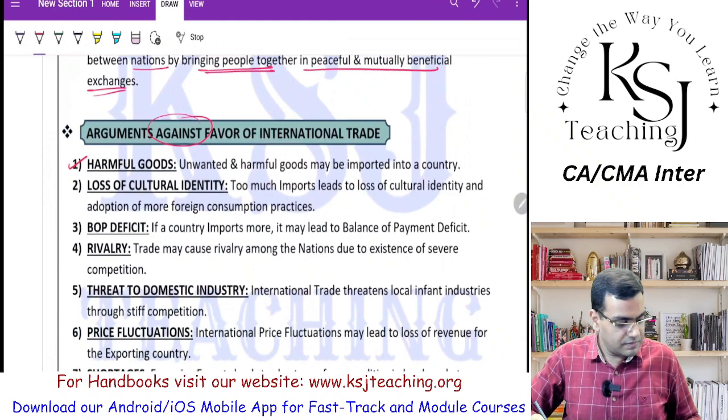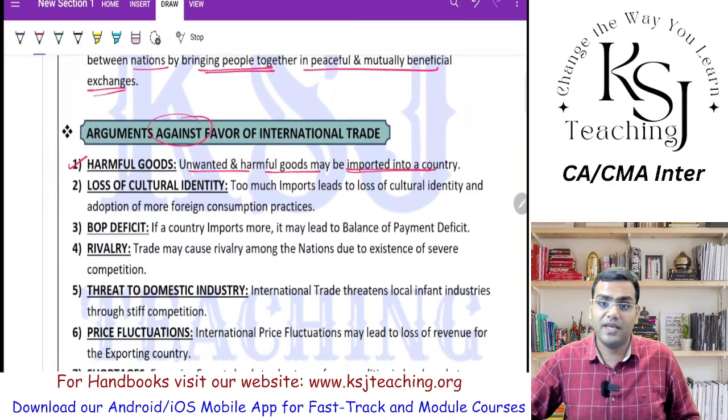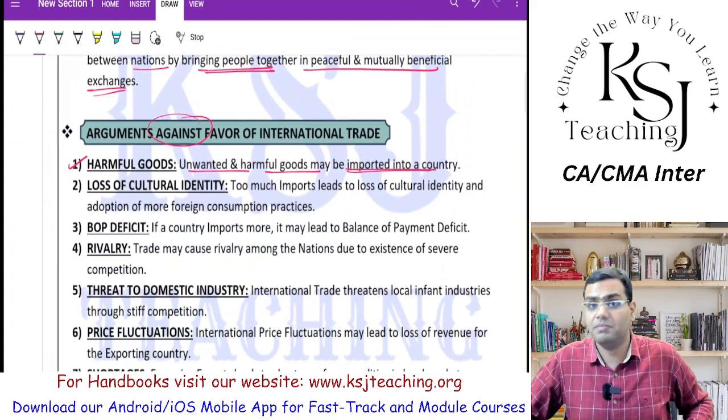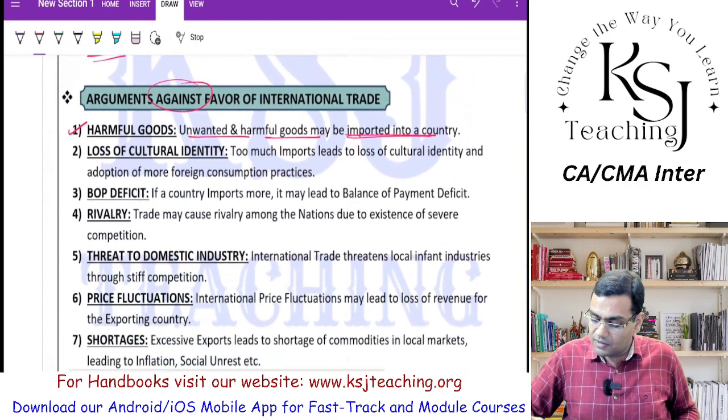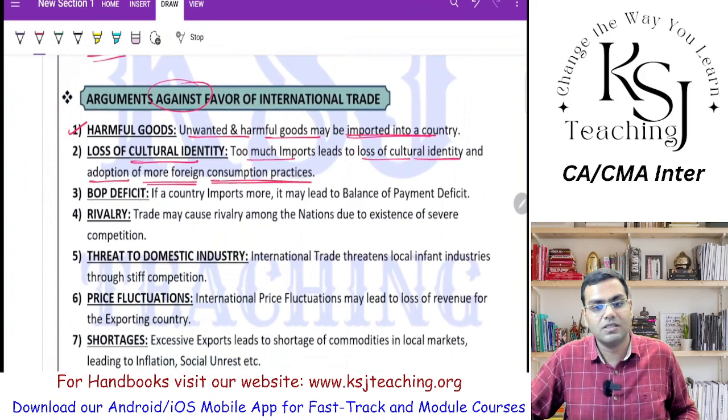Harmful goods. They say the unwanted and harmful goods may be imported into the country when international trade increases, right? Some unwanted, harmful goods which are not good for one nation can be imported by the people, right? Loss of cultural identity. Too much import leads to the loss of cultural identity and the adoption of more foreign consumption practices.